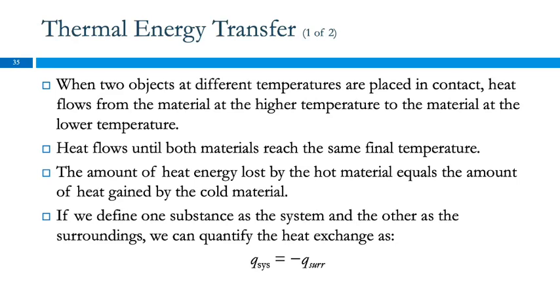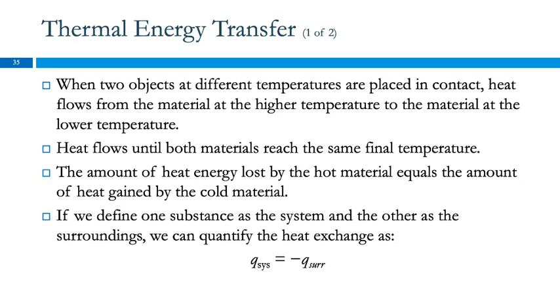Not my kid. So we've got two things at different temperatures. The heat flows until they get to the same temperature. We call that thermal equilibrium. The amount of heat that's lost by the hot object is equal to the amount of heat gained by the cold object, because of conservation of energy. We can't have energy just being created or destroyed. So the amount of heat being transferred from one to the other is the same. And so we can define one substance as the system and the other as the surroundings.